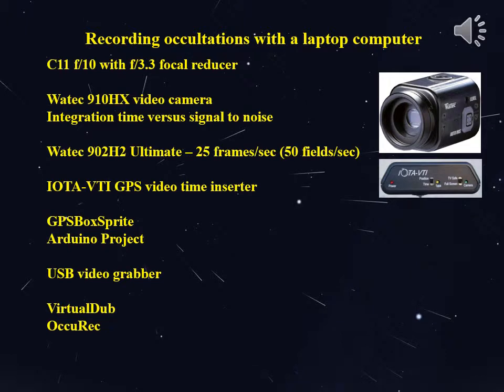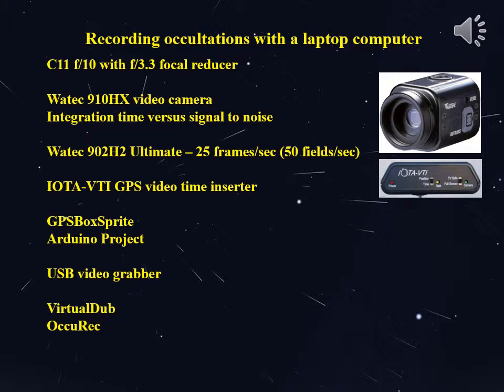So what do I use? You can use a 3 or 4 inch refractor, but I have my Celestron 11 and a Watec 910, which we've discussed quite a bit. In this case, I don't even run it at 50 fields per second unless the star is very bright. It has integration modes, so I will use a third of a second or quarter of a second, 0.16, 0.32, 0.64 second integration, so I can get down to an object about magnitude 13 or 14.